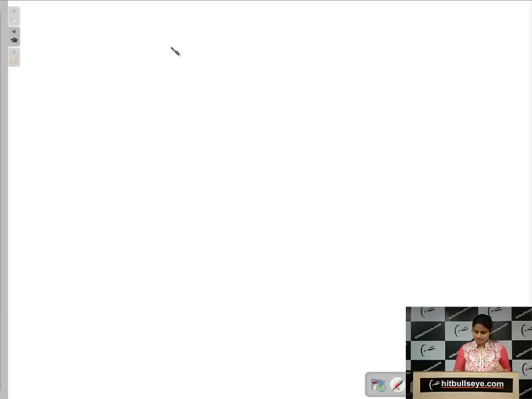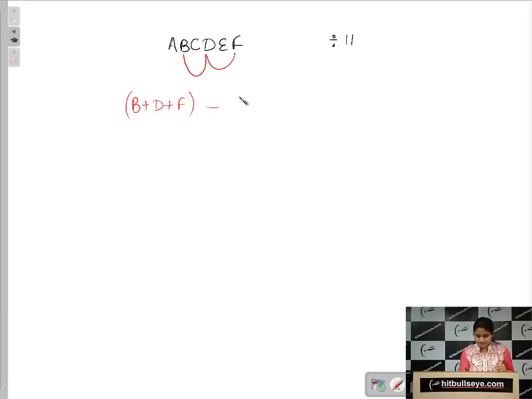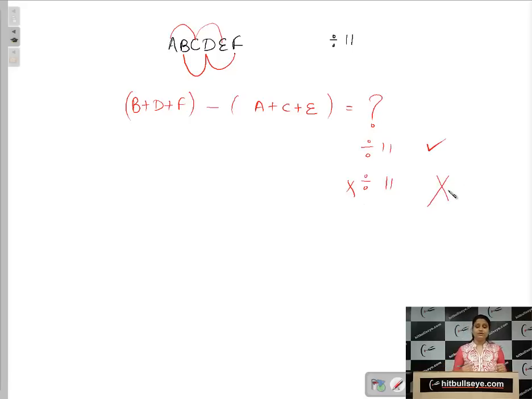Or I can do this way as well. Let me summarize. If I'm writing any number, suppose of this length, I'm taking any 6-digit number. I want to check whether this number is divisible by 11 or not. I'll start from the unit place. I'll take the addition of alternate places. I mean B plus D plus F minus the remaining thing, A plus C plus E. If this result is divisible by 11, then my number is divisible by 11. If this result is not divisible by 11, my number will not be divisible by 11.